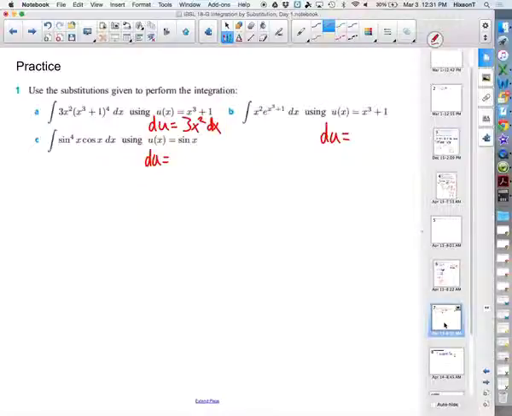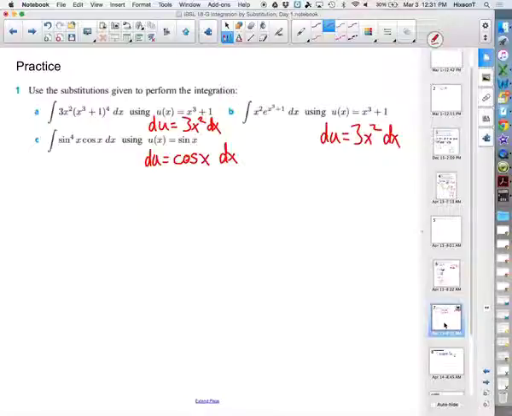Alright, so how about part B here? If this is u, what's du? 3x squared dx. du/dx is 3x squared, so du is 3x squared dx. And now if u of x is sine of x, du is cosine of x dx. There we go, cosine x dx.